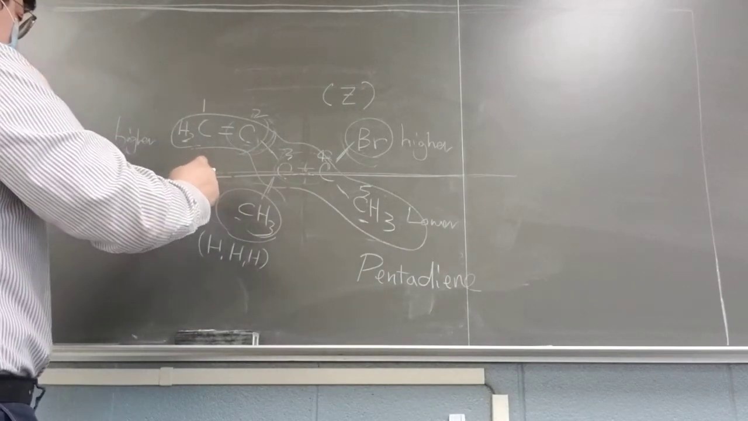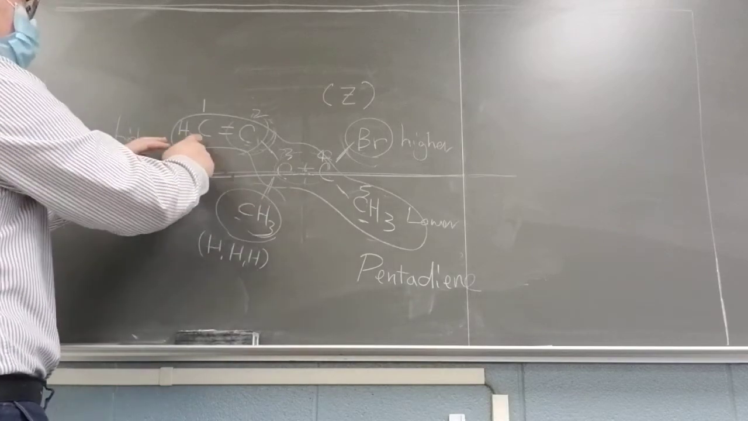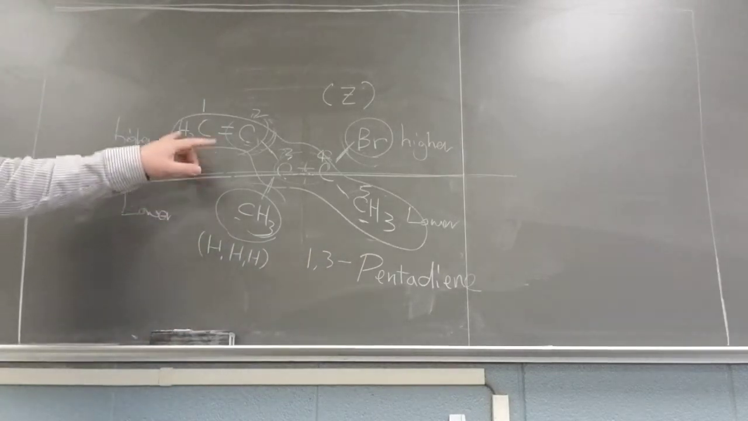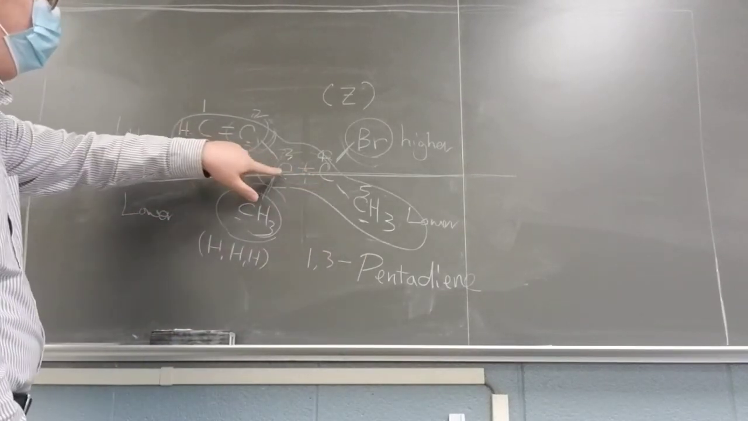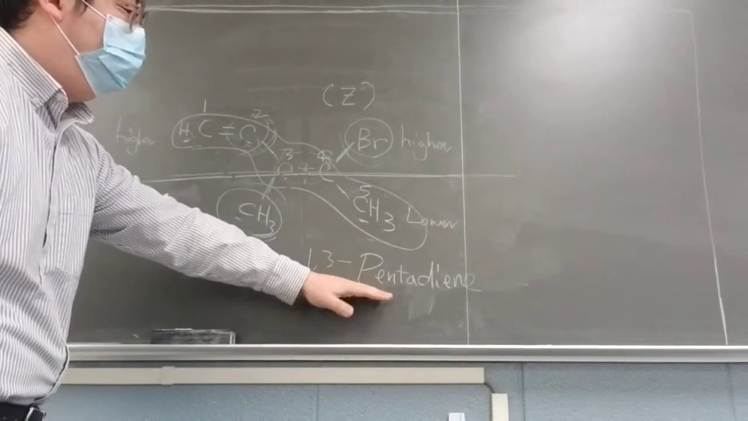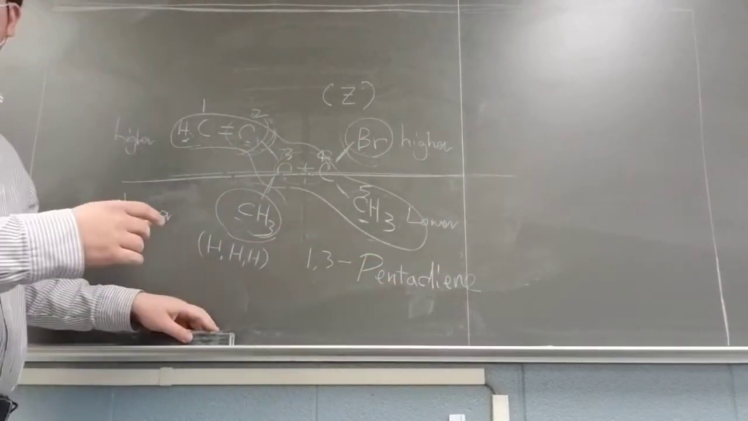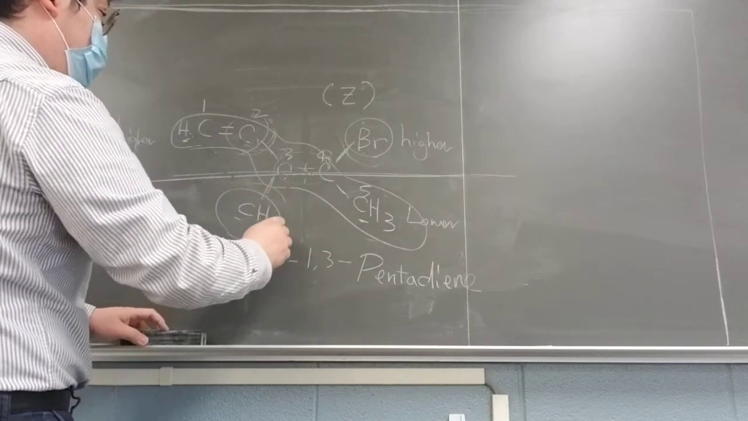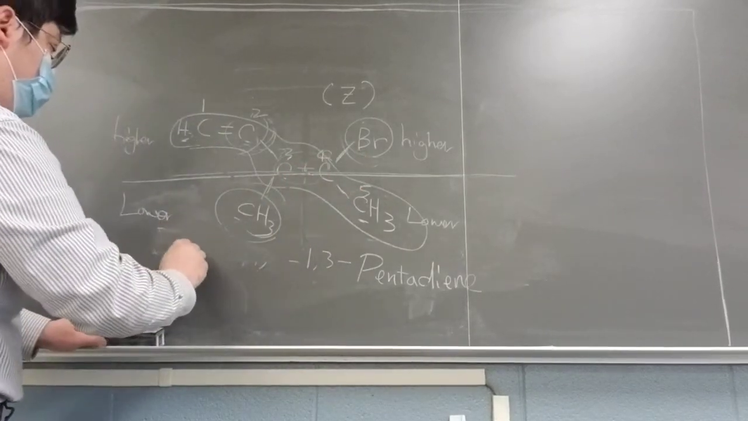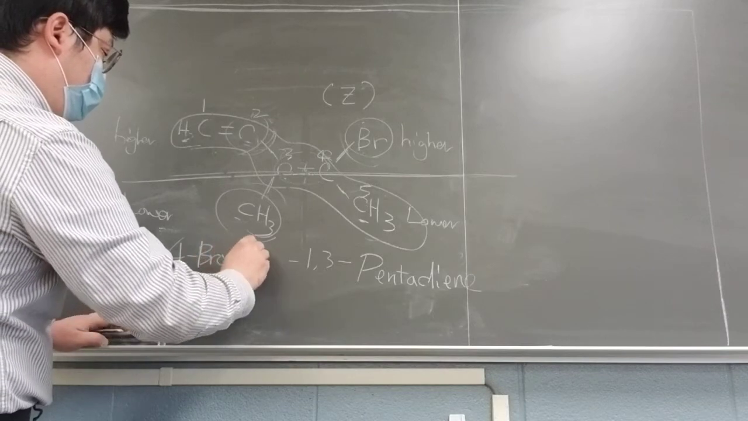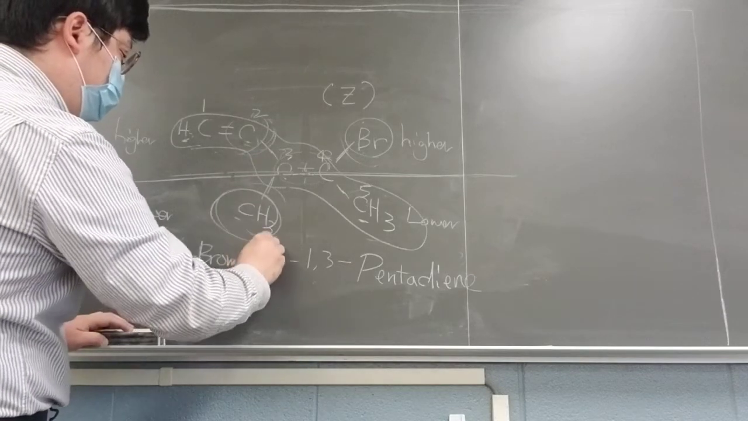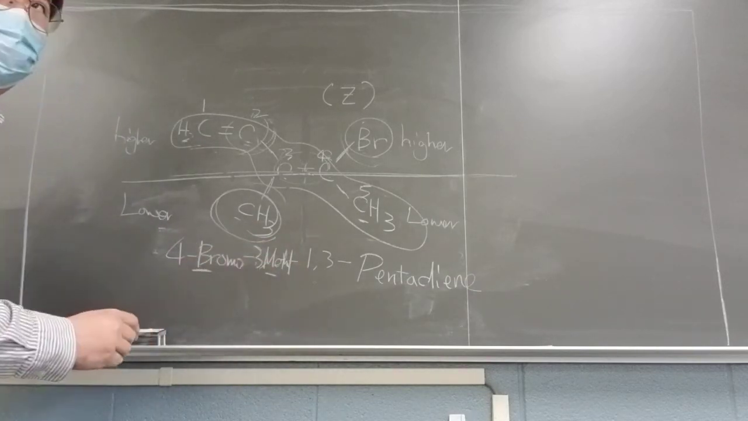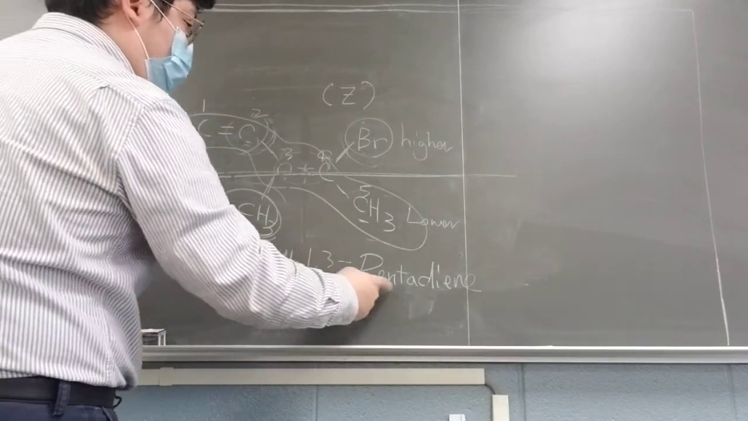And then you need to look at this 1 and 2. Okay, so we have 1 and 2 and 3 and 4. So it'll be 1,3-pentadiene. You can also say penta-1,3-diene. That's okay. You remember this, right? Doesn't matter. And then you just need to add these two groups over here, right? So it'll be 4-bromo, 3-methyl. I just did it this way because it's alphabetical, B and M. Okay, it's 4-bromo-3-methyl-1,3-pentadiene.